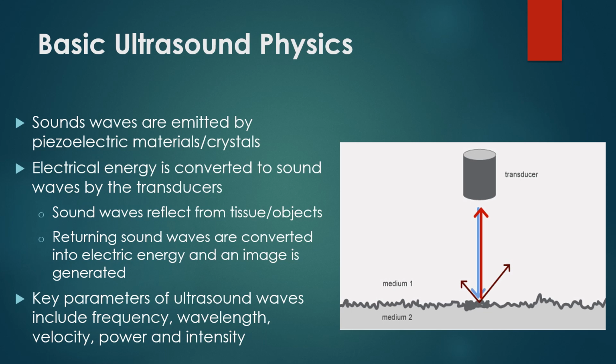For the purposes of what we use ultrasound physics for, sound waves are emitted by the piezoelectric materials or crystals in the ultrasound transducer probe. This electrical energy is converted to sound waves by the transducers. These sound waves reflect from tissues or objects, and then returning sound waves are converted back into electrical energy, and an image is created. Key parameters of ultrasound waves include frequency, wavelength, velocity, power, and intensity.